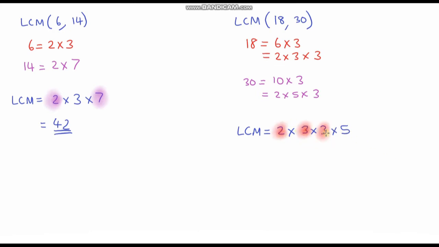So the 2 times 3 times 3 shows that it's a multiple of 18, and the 2 times 3 times 5 shows that it's a multiple of 30. So we just need to work out what this is now. So 2 times 5 is 10, 10 times 3 is 30, 30 times 3 is 90. So our lowest common multiple is 90.